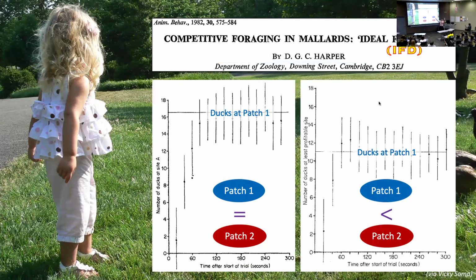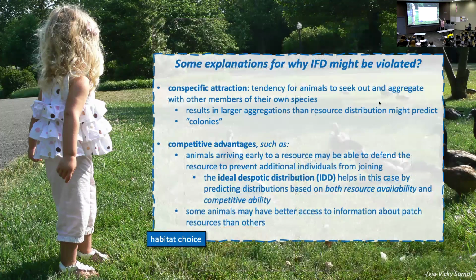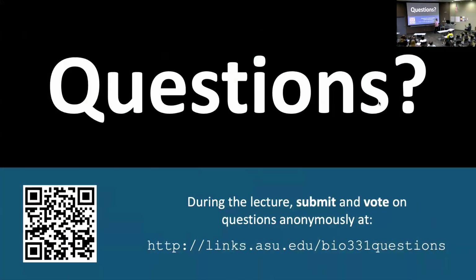But still, there's quite a lot of noise in here. So there's quite a lot of opportunity for the IFD to explain a little bit of the variance, but certainly not all of it. And then there are other reasons why you're going to get perturbations in habitat choice off of the IFD. All right, so that's the IFD. So any questions?